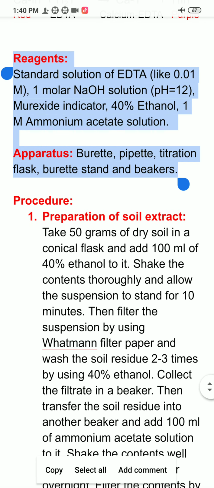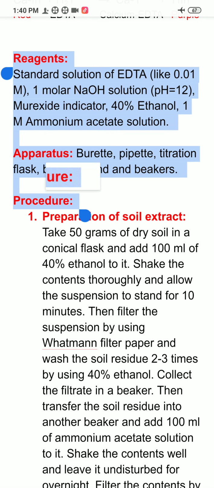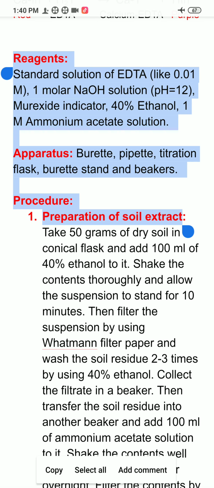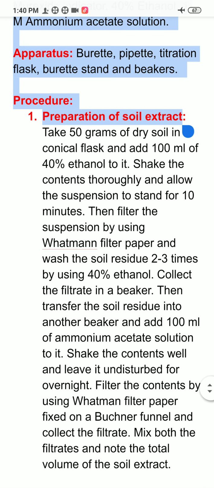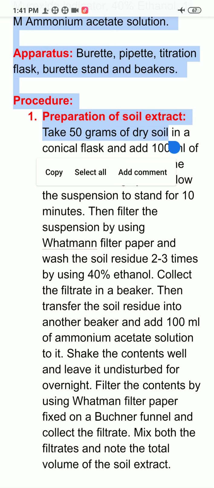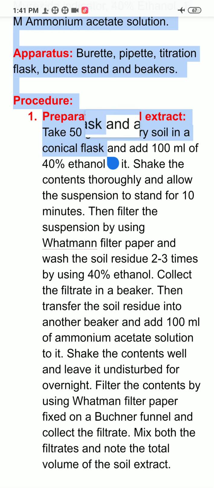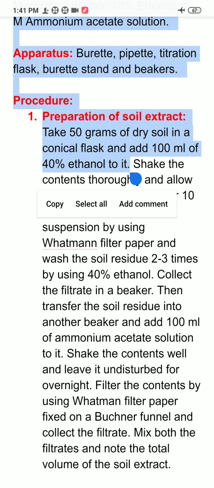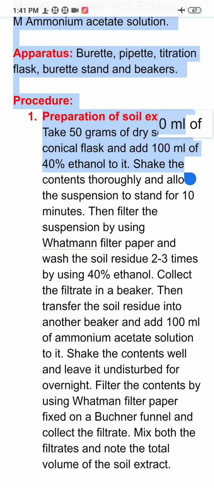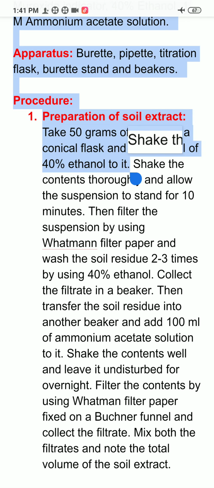Now in order to determine the calcium content of the soil, the procedure can be divided into two parts. First is processing of the soil or preparation of soil extract, and second is titration. In the first part, preparation of the soil extract, we need to take a known weight of the soil. Suppose I am taking 50 grams of dry soil, and then we need to dissolve it in 100 ml of ethanol in a conical flask. So we will take 50 grams of dry soil in a conical flask, and we will add 100 ml of 40% ethanol to it.